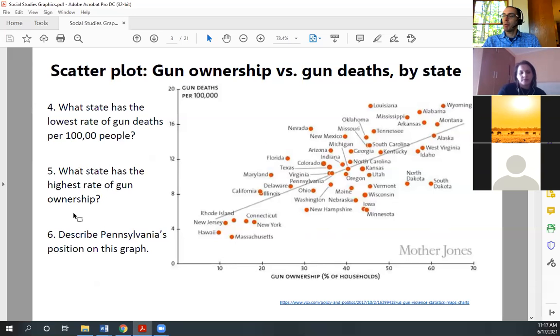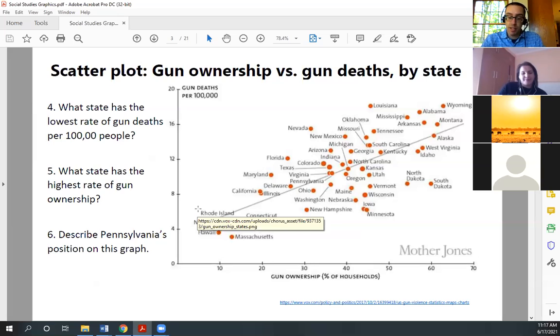So describe number 6, describe Pennsylvania's position on this graph. Here's Pennsylvania right here. How would you describe? Almost the middle, yes, no? Yeah, the middle. Medium. The middle for both, right? Vertically for gun deaths and horizontally for gun ownership. So Pennsylvania is kind of in the middle of all the 50 states, right? It's not at the extreme.